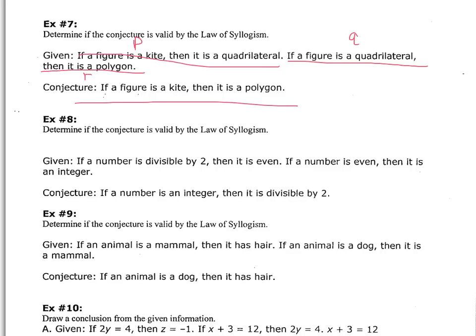Let's look at this. If you have P going to Q, meaning if you have a kite, the figure is a quadrilateral, and that is for sure. Then you can look at Q going to R. If you have a quadrilateral, it is a polygon, and that is true. Since those two things are true, you can deduce that P going to R is also a true statement. So this would be a valid statement.